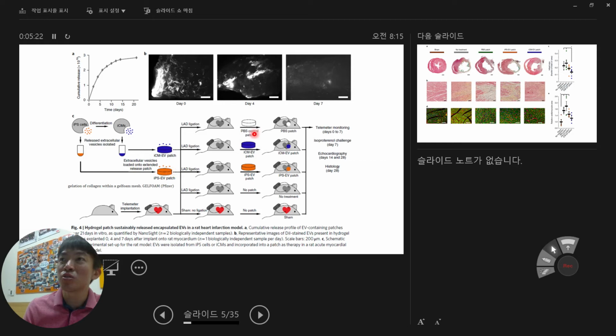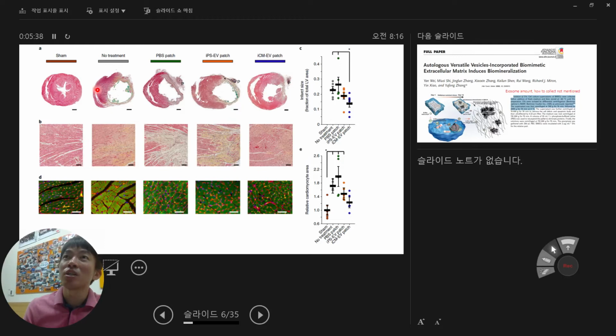So there is a PBS control patch, ICM EV patch, iPS patch, no patch, and the same operation without ligation, which means no heart infarction. Then they do the histology and other work. Representatively, as sham, infarcted PBS, iPS EV, and ICM EV, they found that ICM EV is better than the others. So this is the end of the story. They found ICM EV is better than iPS EV.